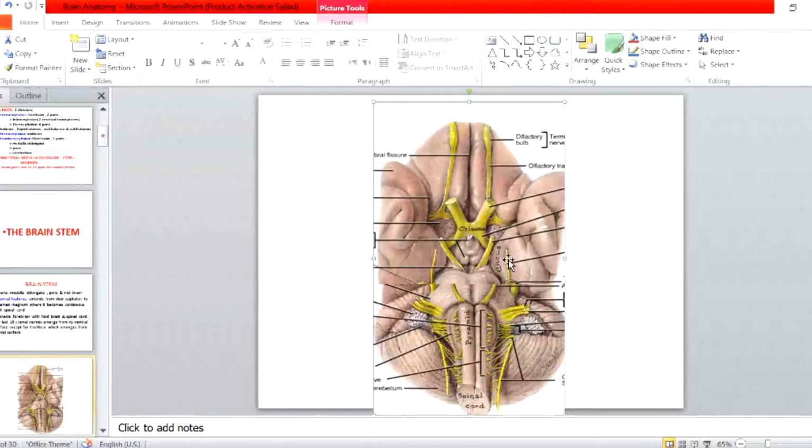Now, we will not go into the details of the brain. You are not a medical student, you will be a dentist, but we will study the portion from which the brainstem arises.